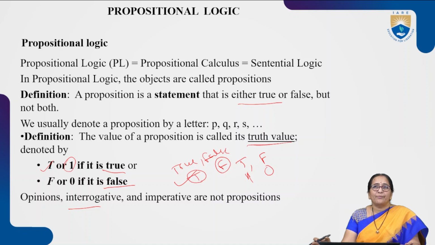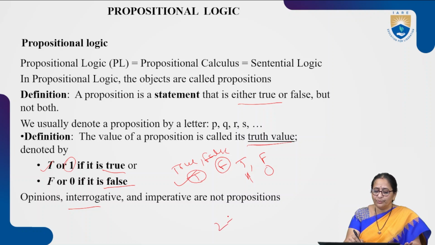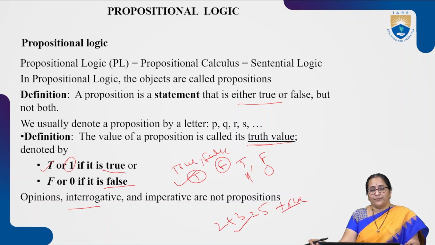proposition. A proposition is a statement, and it must be either true or false. If it is true, then we can say that it is true. 2 plus 3 equal to 5 is always true. This is a true statement, so this is a proposition.